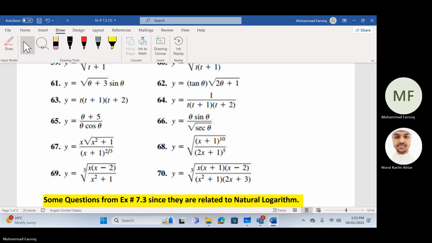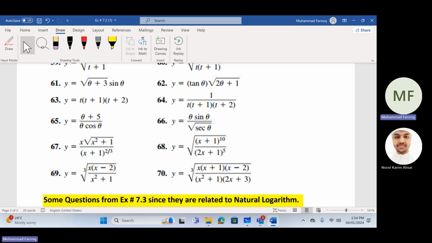And please try. Look at the question. This is a cubic root, which means the whole expression has power 1 by 3. Then it has a product, then also a product, then you have a quotient. So if you go directly for differentiation without simplification, I don't think we can manage. It's very complicated.